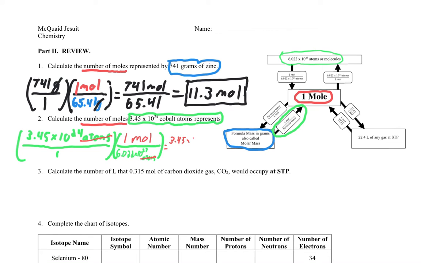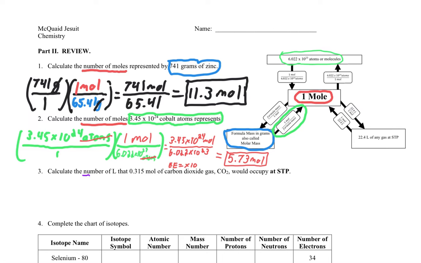Multiply across the tops, I get 3.45 times 10 to the 24th times 1 mole, so that gives me 3.45 times 10 to the 24th moles. Multiply the bottoms, gives me 6.022 times 10 to the 23rd. I need to type this in a calculator. Remember, the way to do scientific notation on a calculator is use the EE button. The EE replaces the times 10. When I plug and chug this in the calculator, I get 5.73 moles. All the exponents end up canceling each other out.